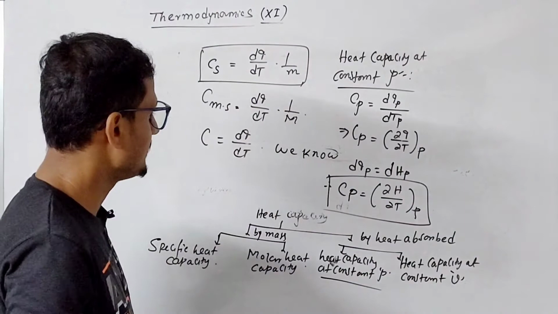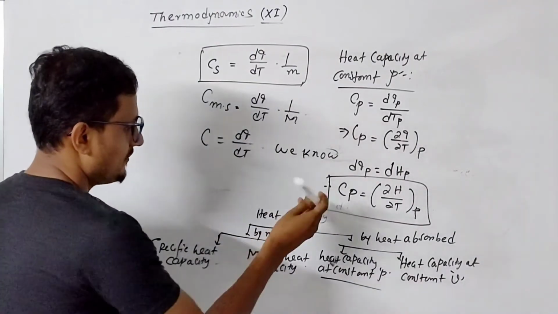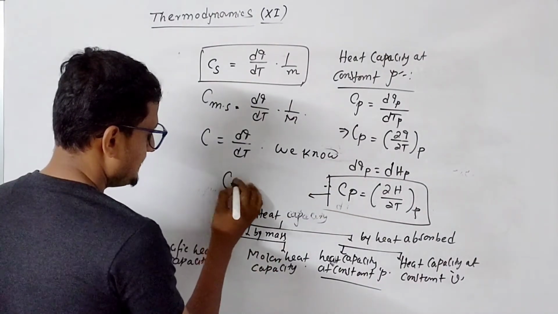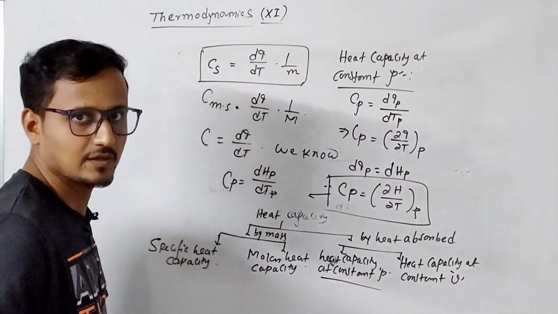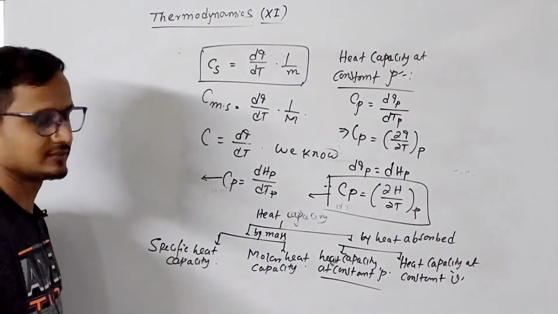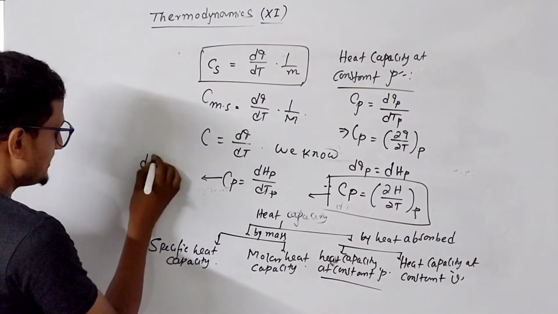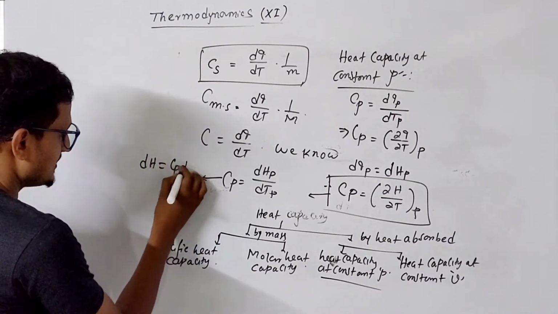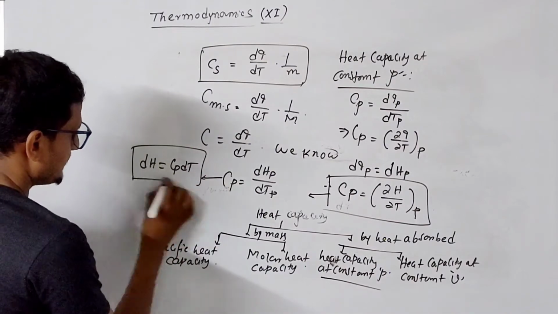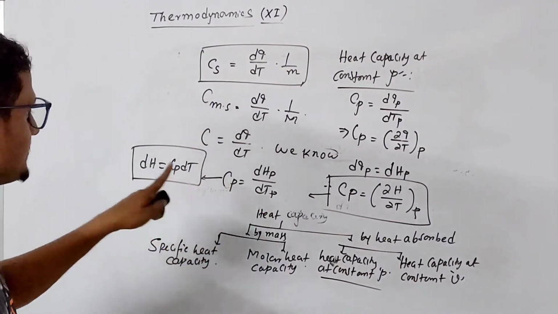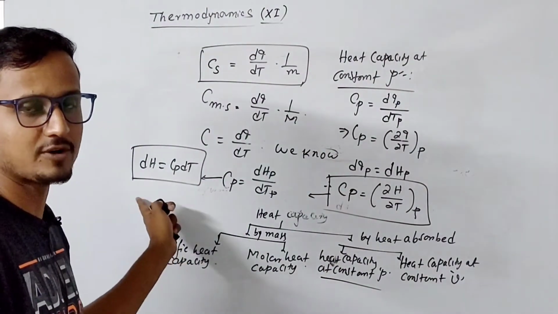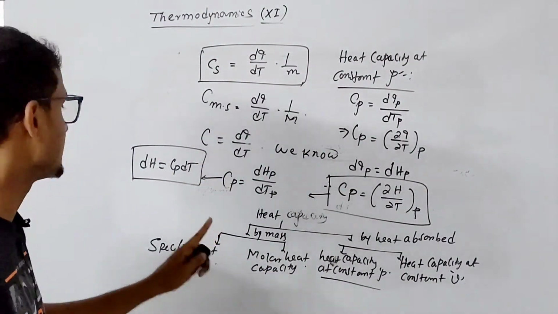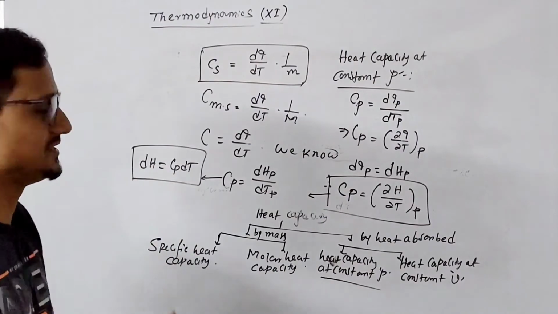Now from here what we can write? Cp equals dHp by dTp. Now we can cross multiply, so we will get dH equals Cp dT. I have not mentioned here the constant pressure, but this is a very important relation. This is very important for NEET and JEE, also for the board exams. dH equals Cp dT. Okay.